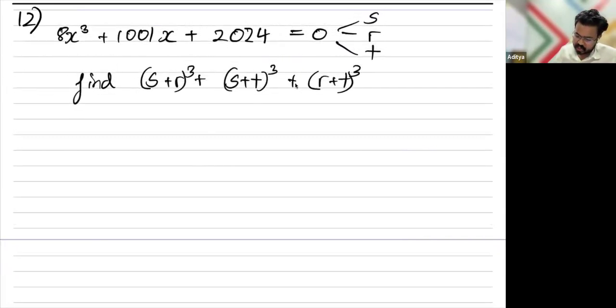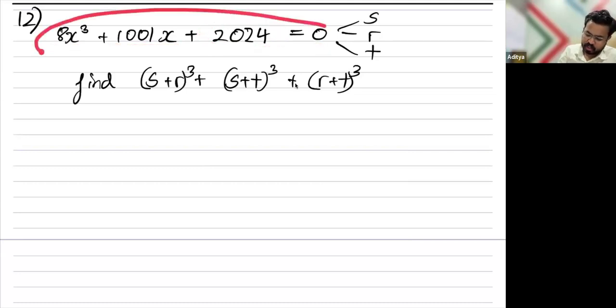This also has a similar idea involved. There is a cubic equation 8x cube plus 1001x plus 2024 is equal to 0. This is a cubic equation which has roots s, r, and t. You have to find s plus r the whole cube, s plus t the whole cube, r plus t the whole cube.